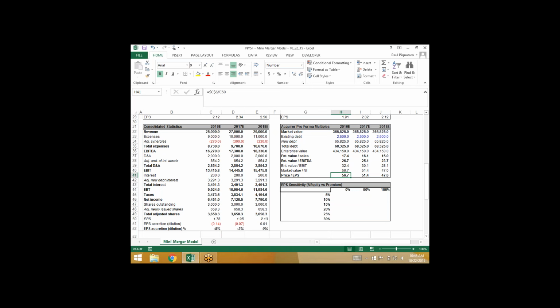Oh, how did you get market value? You mean 32? 35, all the way in the top? 365, thank you. Stock price times the shares.